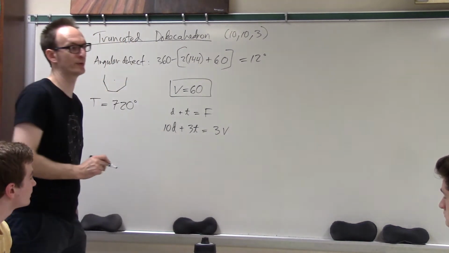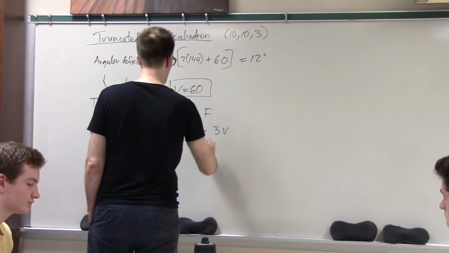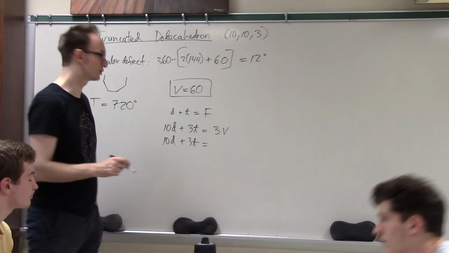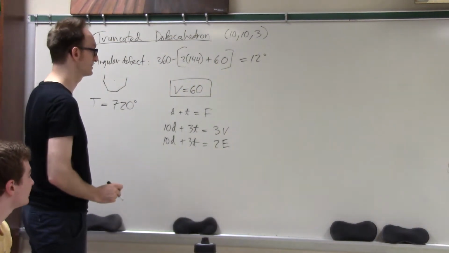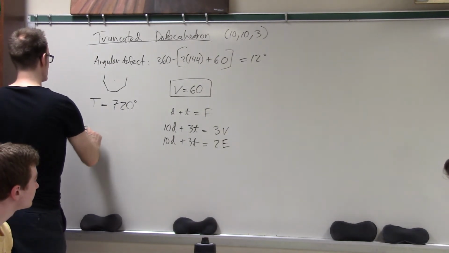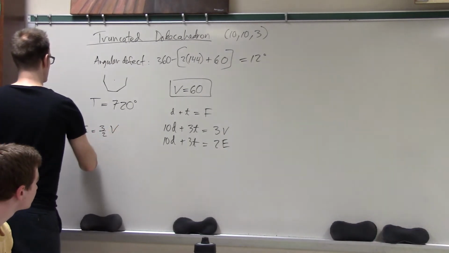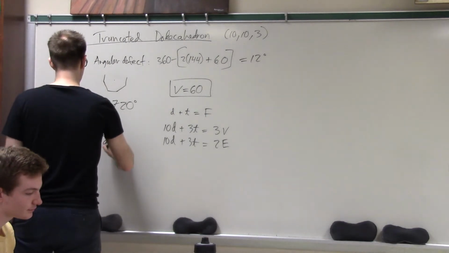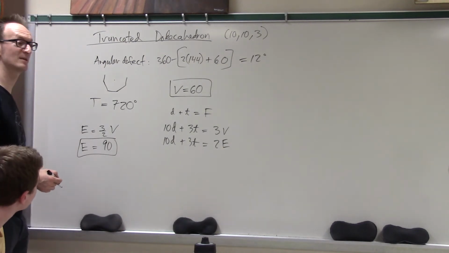And now if I go through 10 times the number of decagons plus 3 times the number of triangles, that double counts every edge. And so that same relationship that we saw yesterday is that the number of edges is 3 halves times the number of vertices. So the number of edges is 90. And therefore the number of faces has to be 32.